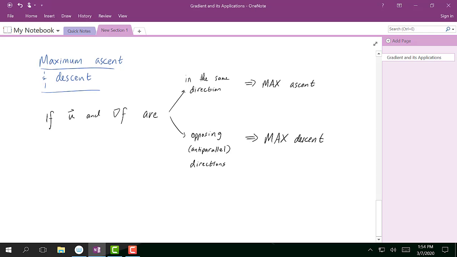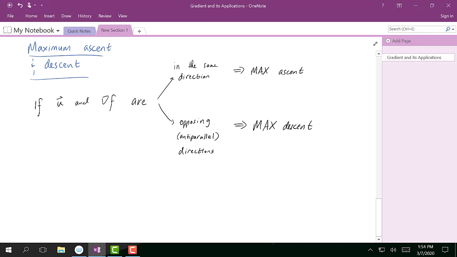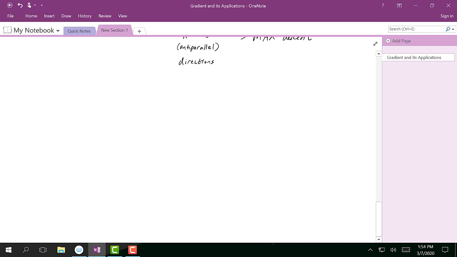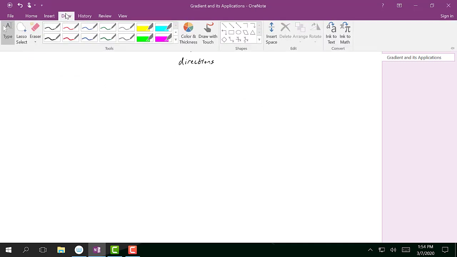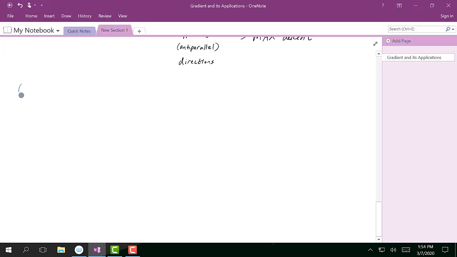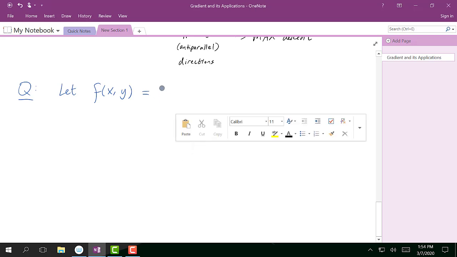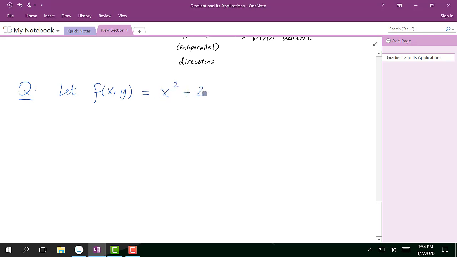Okay, so let's look at an example to hopefully clarify any possible doubts that might be lingering. So I'll scroll down. What we're going to do is look at a question, and that question is going to be as follows. Let the function f(x,y) be equal to x squared plus 2x plus 2y squared plus 4y. If you want to, you can graph this in some graphing software online. It's really helpful to get a visual, I think.